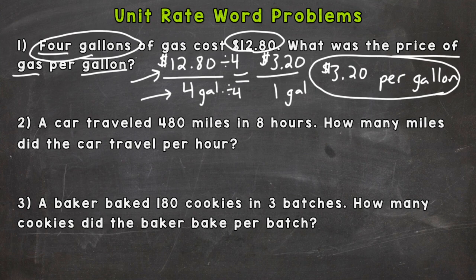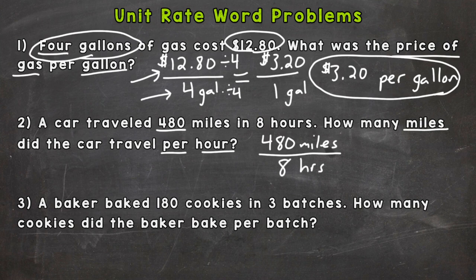Number 2, a car traveled 480 miles in 8 hours. How many miles did the car travel per hour? So we need to set up our fractional ratio, keeping the order in mind. So let's check our question, and it says, how many miles did the car travel per hour? So miles will come first, so that's our numerator or top number. And the car drove 480 miles, and that was in 8 hours. So that's our fractional ratio.